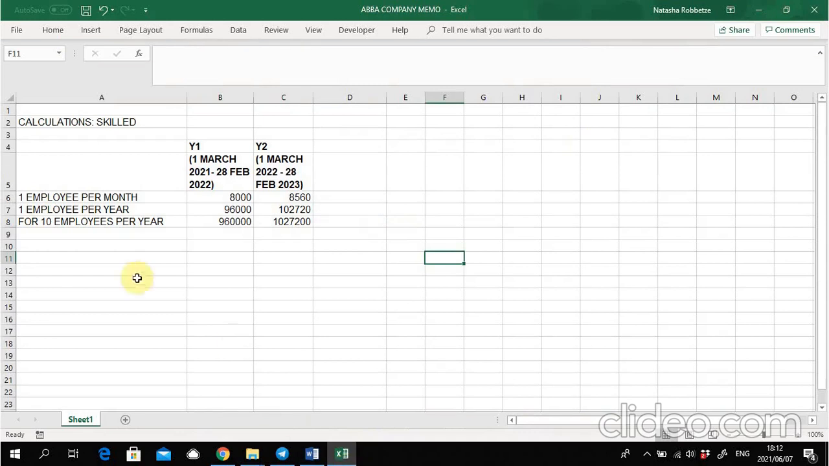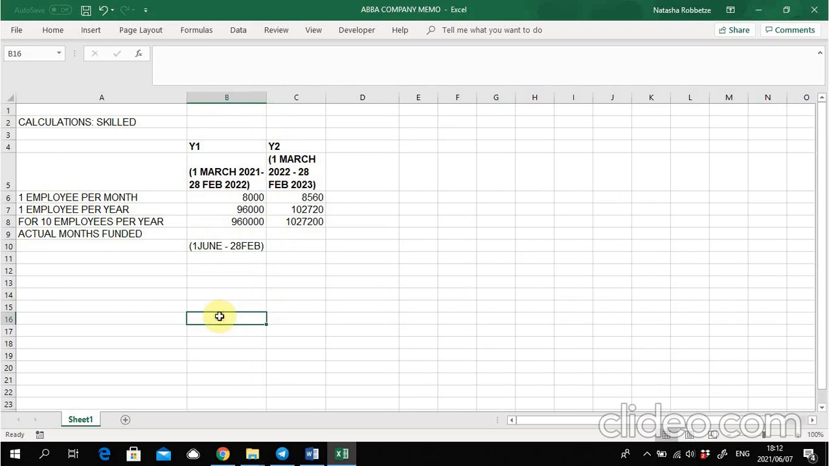So we now need to make it coincide with our financial year. To do that, we need to check the actual months funded by this subsidy. The actual months funded will be 1 June to 28 February. Because we get it on 1 June of 2021, we will only be able to fund the salaries when we get the money. You can't fund salaries backwards. So it's June, July, August, September, October, November, December, January, and February. So this is 9 months that we are able to fund.